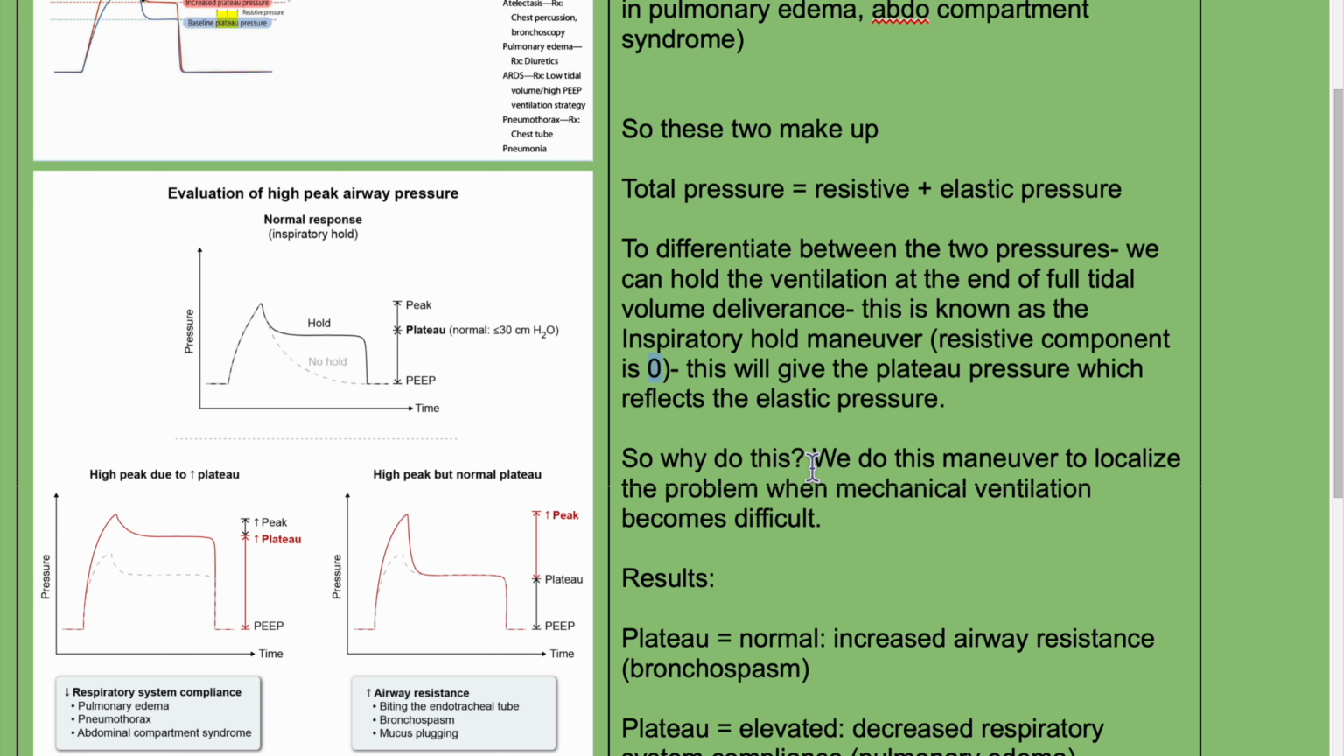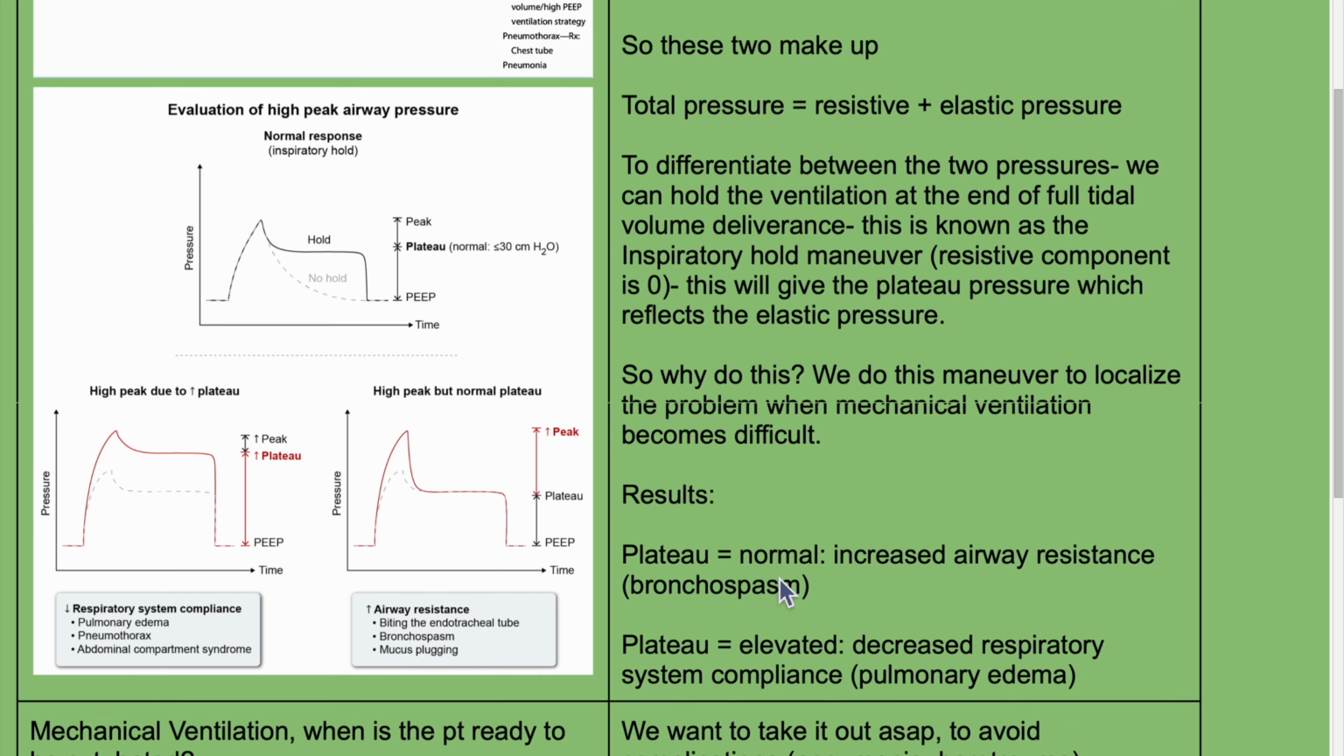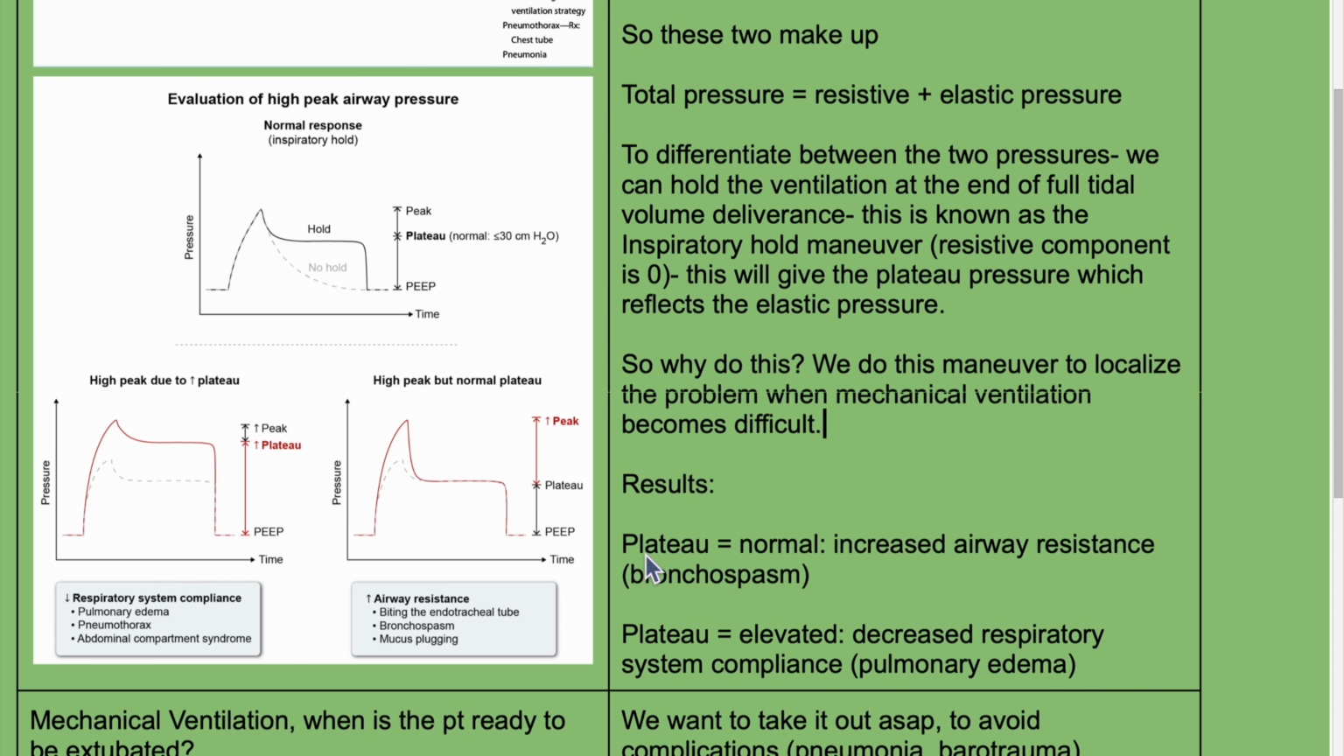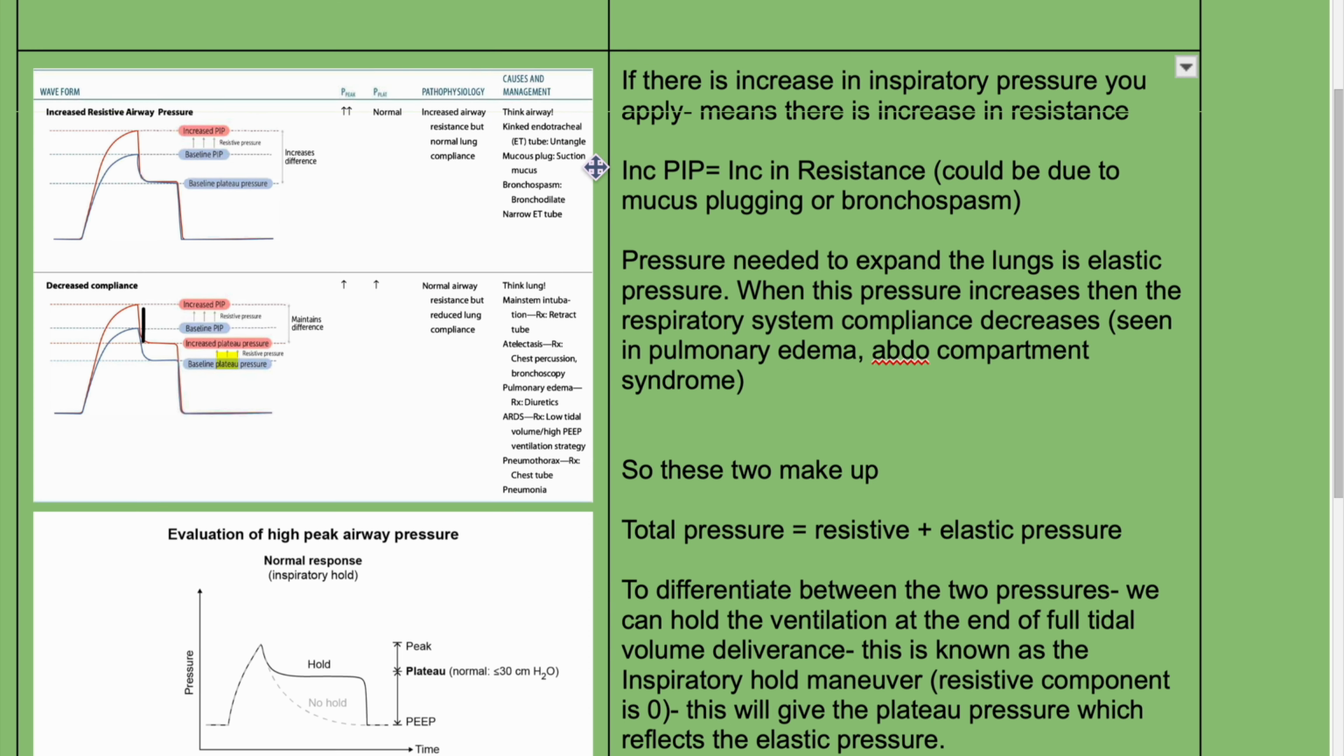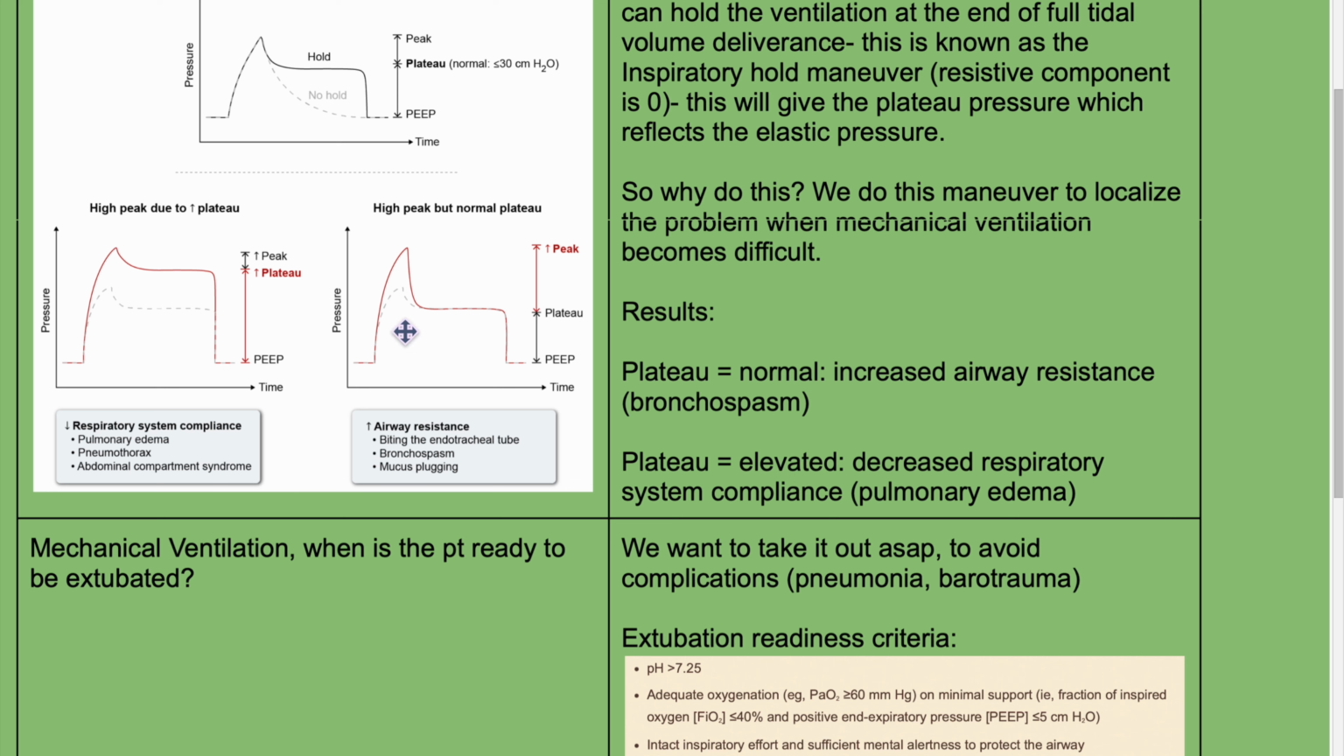So why do we do this maneuver? To localize the problem when mechanical ventilation becomes difficult. Okay. So the results are, if plateau is normal, then increased airway resistance. So bronchospasm is the cause, or any of these that we discussed up here. And if plateau is elevated, so this is an elevated plateau right here, and this is just a PAP and normal plateau, right? So normal plateau, increased airway, bronchospasm.